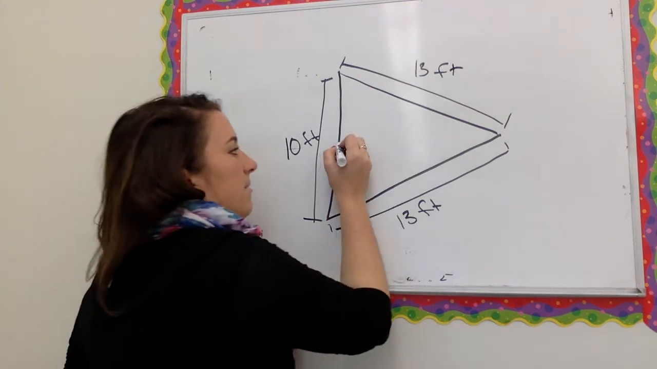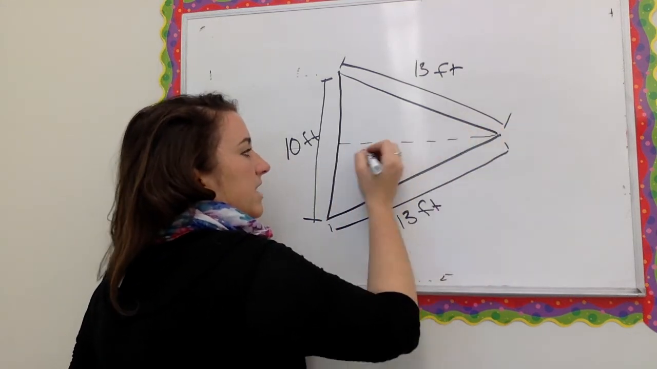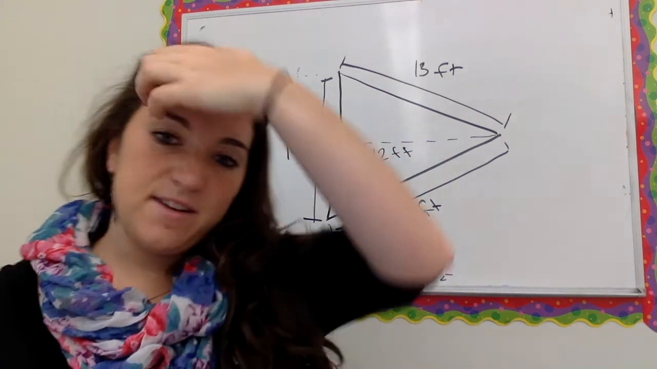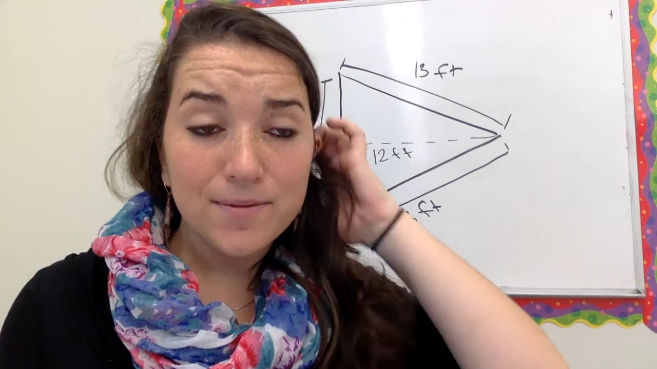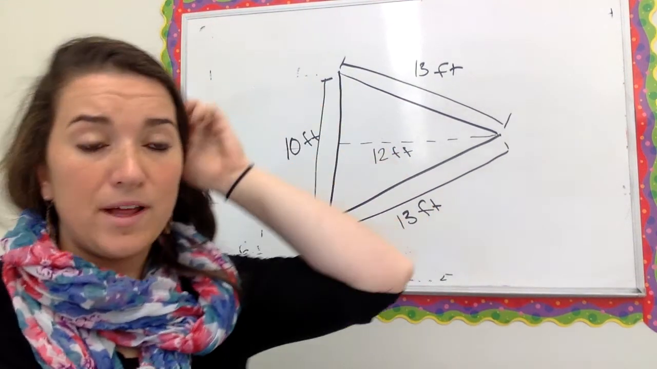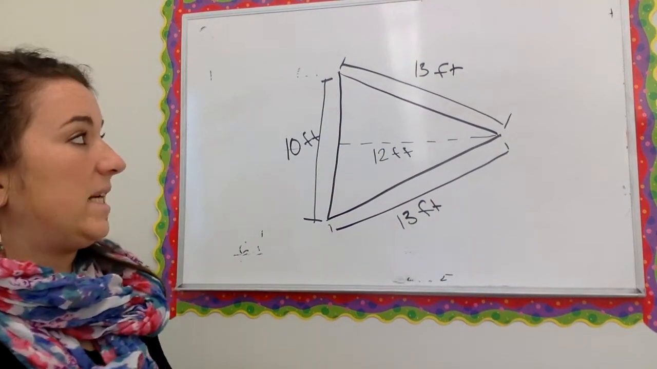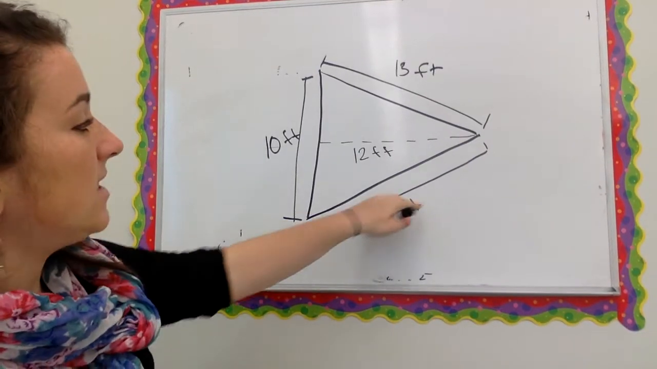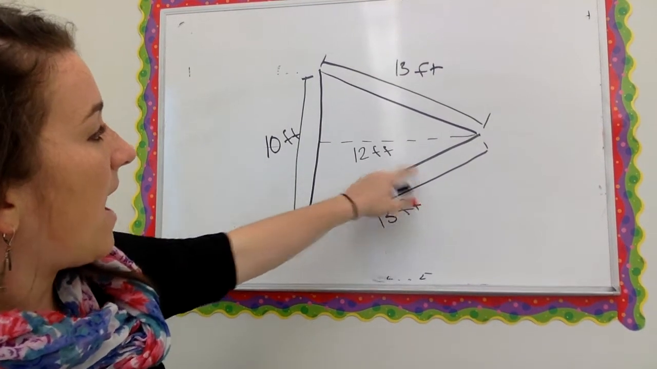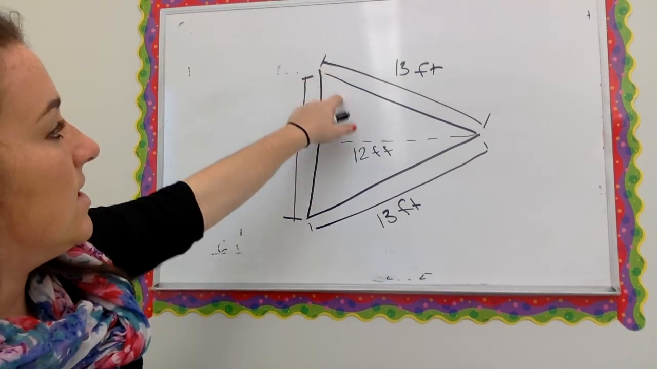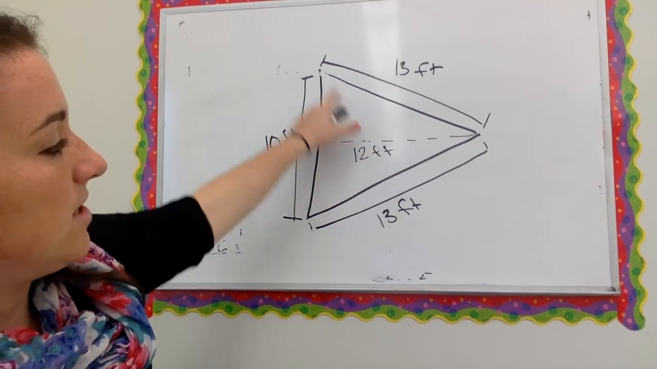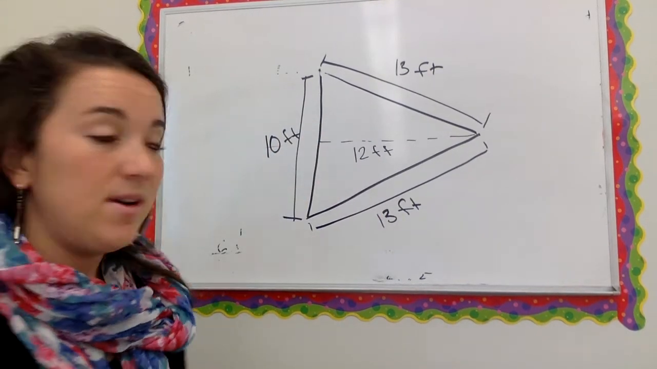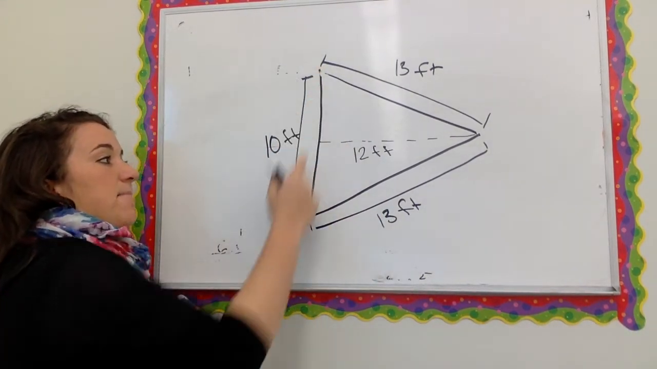And then this part in the middle is 12. And I'm trying to find the area of the banner. So I need to figure out which side is my base. If I count this side as my base, then I wouldn't know the height because I wouldn't know the distance from the top straight down to the bottom so that it's perpendicular to the bottom. The only height that I know is if this side is my base, this 10 feet.